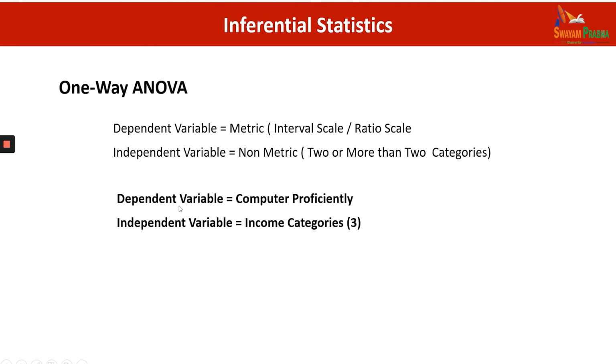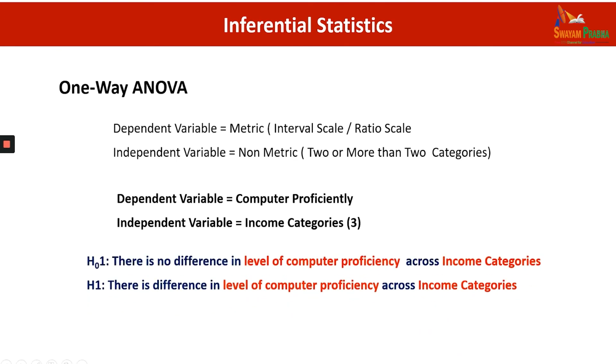For example, look at the same example which we discussed in the case of the independent t-test. The dependent variable is computer proficiency, and the independent variable is income categories. Now we have three income categories, which means it is more than two, so we can apply the one-way ANOVA. And what are we going to test here? We are going to test our hypothesis. Our first hypothesis, the null hypothesis, is that there is no difference in the level of computer proficiency across income categories. And alternatively, the alternative hypothesis is that there is a difference in computer proficiency across various income categories.